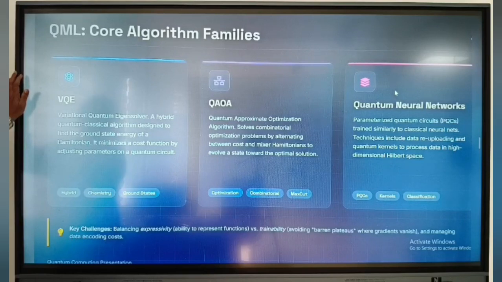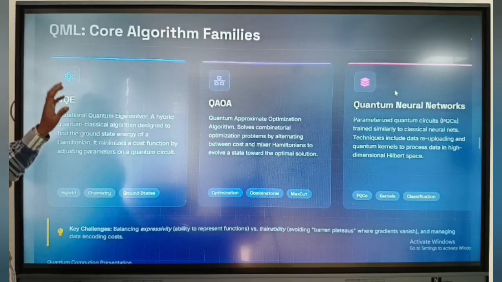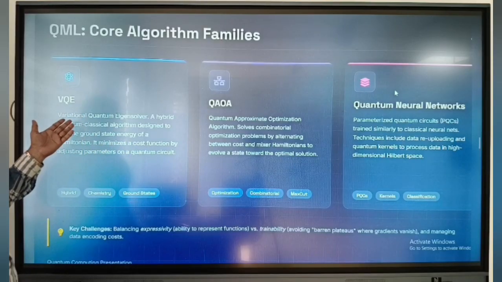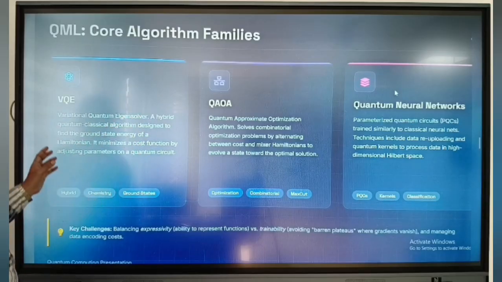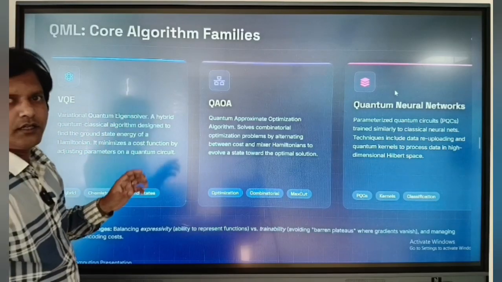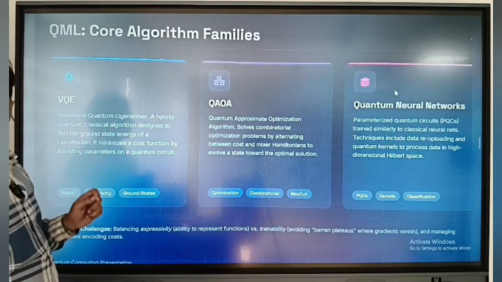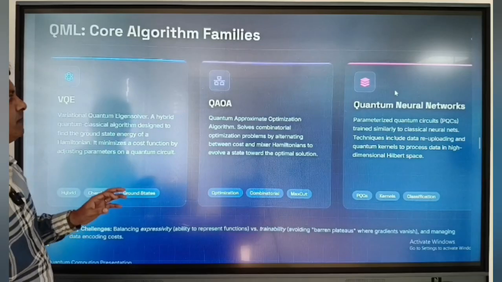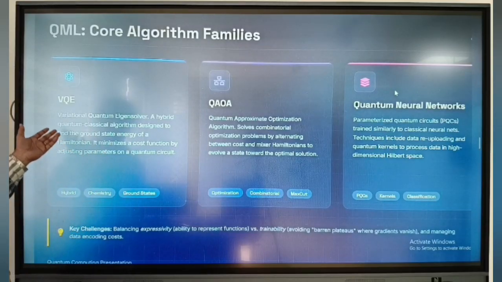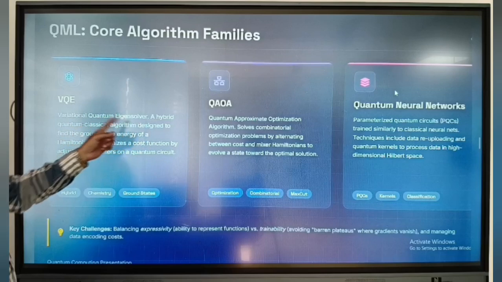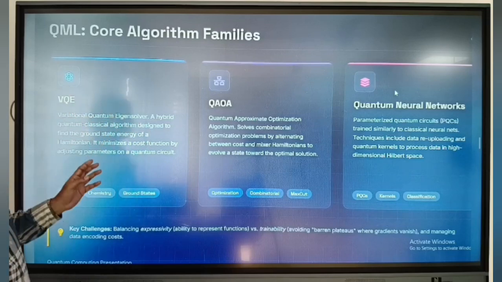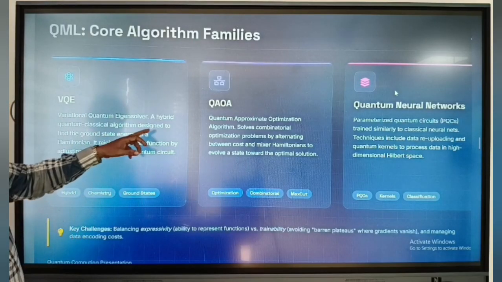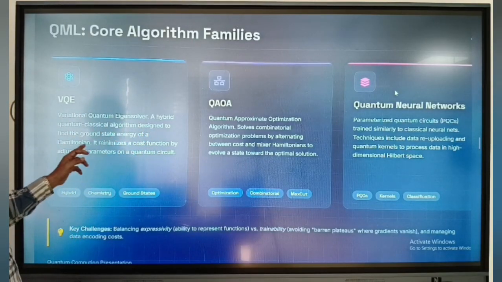See, QML core algorithm families. These are the core algorithms used in quantum computing. The first one is VQE, Variational Quantum Eigensolver. This algorithm depends purely on the energy concept. Quantum mechanics is the calculation of quantum states, that means energy, spin and momentum. Here the energy takes part in this algorithm, and these are hybrid quantum classical algorithms. So this is a hybrid algorithm which uses both quantum and classical computing, designed to find the ground state energy of a Hamiltonian.